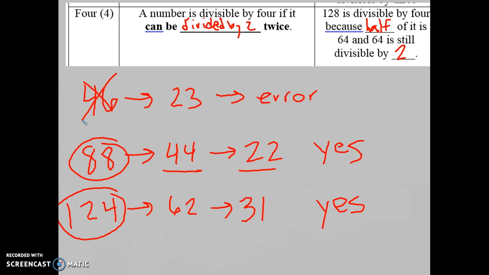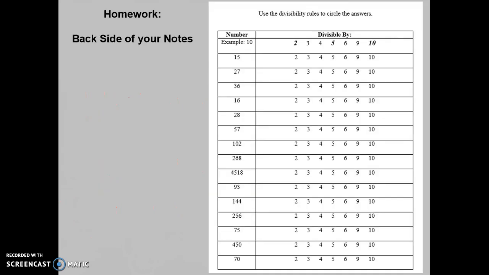So your homework for tonight is to flip your note sheet over, and you have several different numbers here. What I want you to do is go through each of these numbers and circle any number in the list that the divisibility rule works for. So when I look at my example here with the number 10, is 10 divisible by 2? Yes, it's even, so I would circle that. Is it divisible by 3? Well, 1 plus 0 is 1. 1 is not a multiple of 3, so that one does not work.